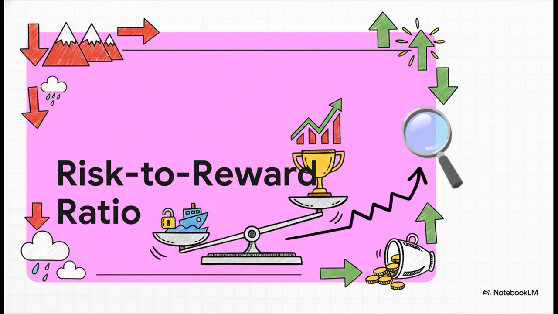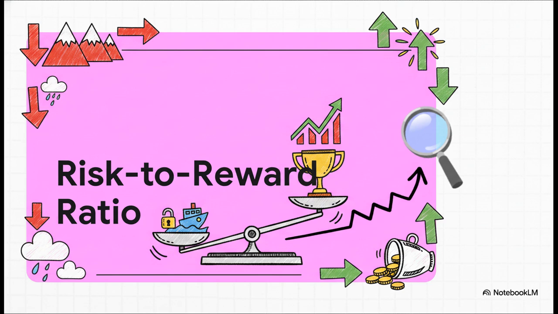And how do you prevent it? Math. Specifically, your risk-to-reward ratio. This measures how much you're risking versus how much you stand to gain. A solid trade setup looks for a ratio like 1 to 3. That means you risk $10 with your stop loss, but your take profit is set to win $30. When your potential reward far outweighs your risk, you literally don't even need to win every single trade to be highly successful.